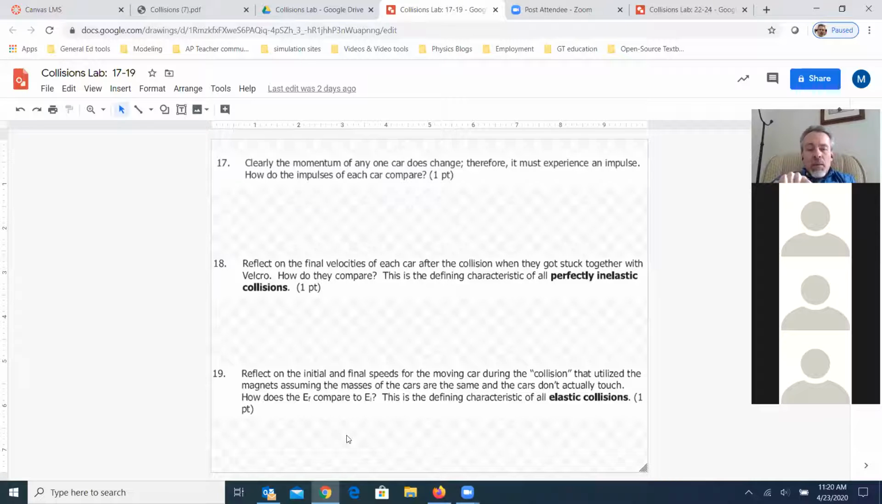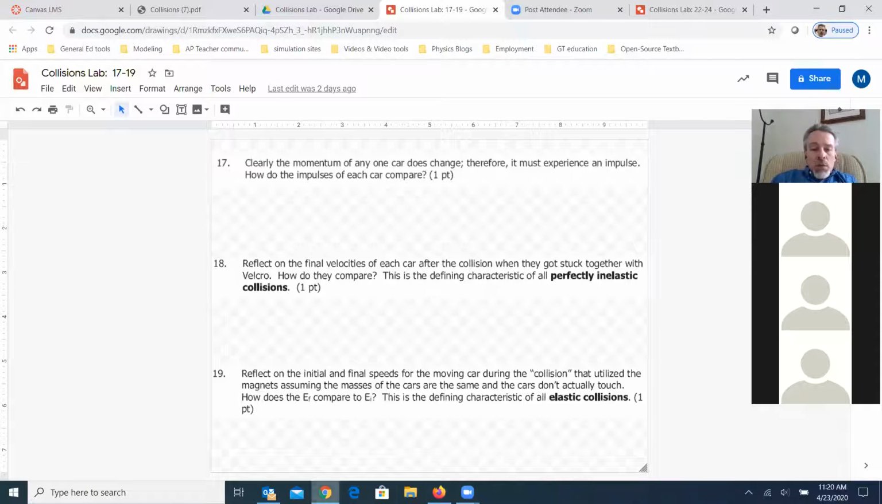Now, I made a mistake there. Well, I didn't really make a mistake on number 9. Well, sort of. I sort of made a mistake in my question. I said, how does the final energy compare to the initial? Well, the truth is, no matter what kind of collision, the final energy is the same as initial. It's just some of it's dissipative. That really should have been EKF. How does that compare to EKI? And it would be the same. Okay, so everybody got that?